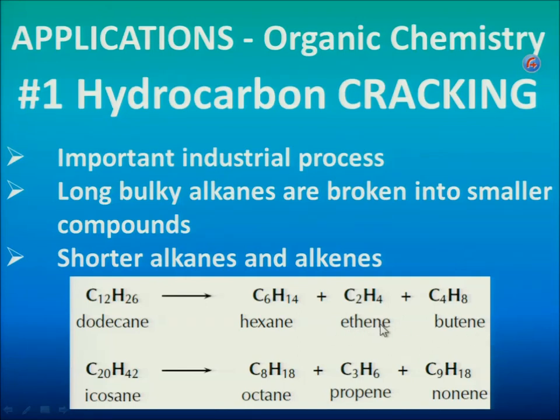butene and ethene. Now, very important, if you do hydrocarbon cracking on icosane, which is 20 carbons, you get octane. And octane is used in fuels, propene and nonene. So this is an important industrial process where we can use long bulky alkanes and form molecules that can be used for energy purposes.